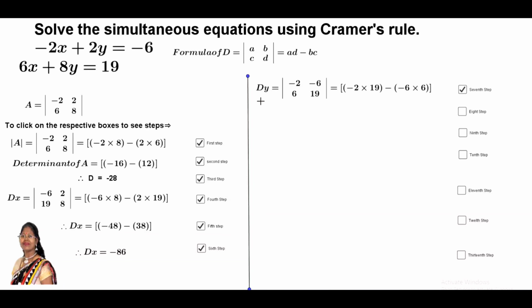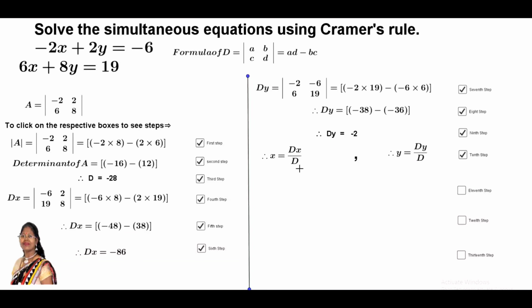Seventh step. In the same way, dy is equal to minus 2, 6, minus 6, 19. Minus 6 and 19 are the constant values, which are placed in the y place. Cross multiplication of minus 2 into 19 and minus 6 into 6, and then subtraction. Therefore, dy is equal to minus 38 minus, in bracket, minus 36. Minus into minus 36 becomes plus. So minus 38 plus 36 is equal to minus 2. Therefore, dy is equal to minus 2.